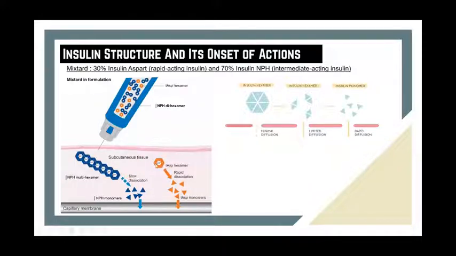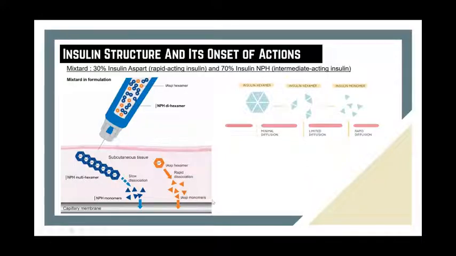As you can see here, the zinc ion will coordinate three insulin monomers to form the hexameric structure on which crystalline insulin formulations are based. The insulin hexamer has minimal diffusion. That's why they need to dissociate into monomers to rapidly diffuse into the blood capillary.